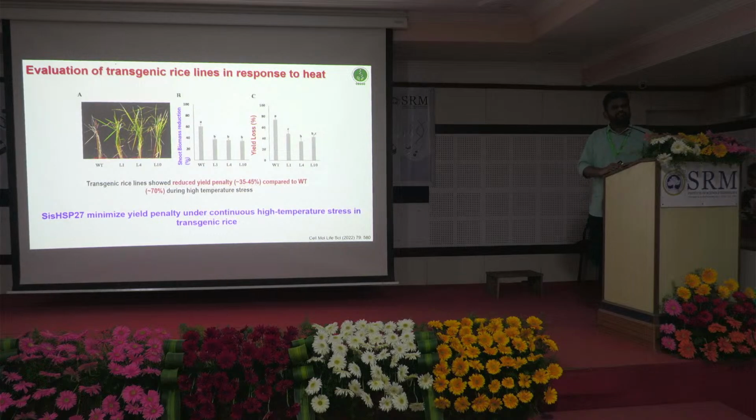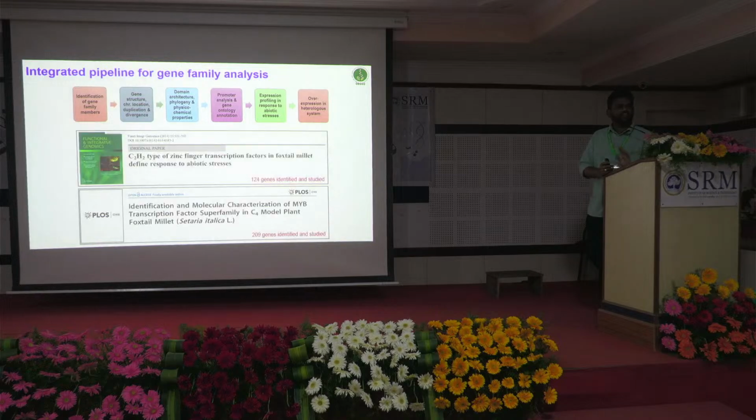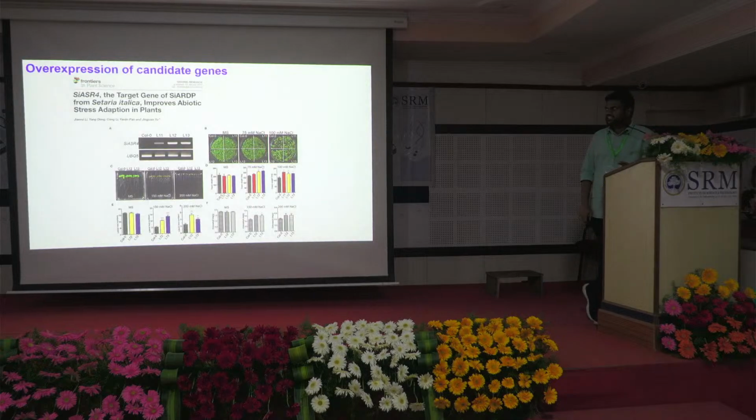We have identified similar other genes which are now being overexpressed in rice, where we are seeing that the water use efficiency of rice has improved, right? I'm not going into those details. So in this way, we developed a pipeline through which we were able to identify such informative genes, and we published. From the genes that we have published, people were able to pick candidate genes, and they overexpressed them in different other systems. I will show you one example.